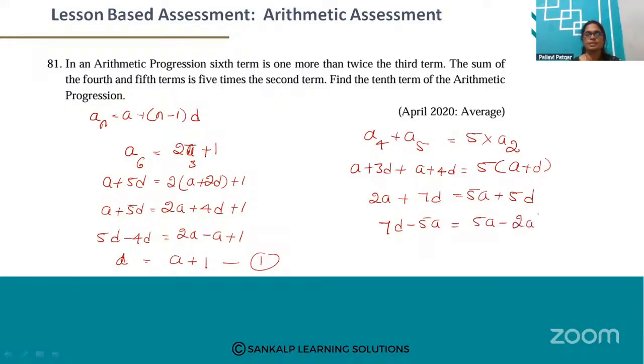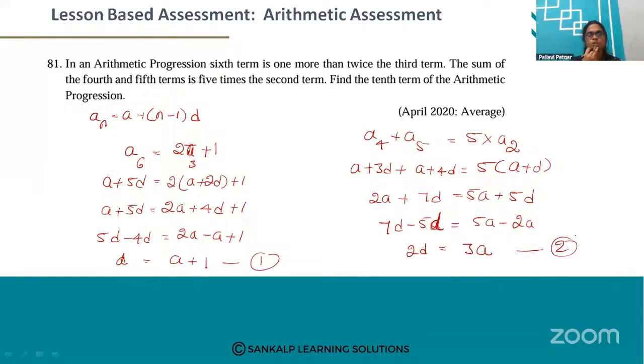So like terms ಅನ್ನು separate ಮಾಡಿದ್ದೀನಿ. 7D minus 5D ಏನಾಗುತ್ತೆ? 2D is equal to 5A minus 2A ಏನಾಗುತ್ತೆ? 3A ಆಗುತ್ತೆ. Okay. So take this as equation number 2.